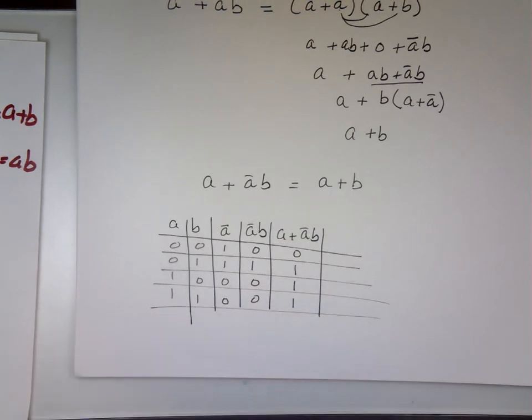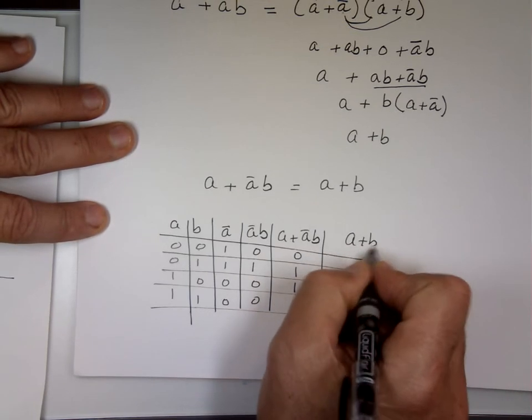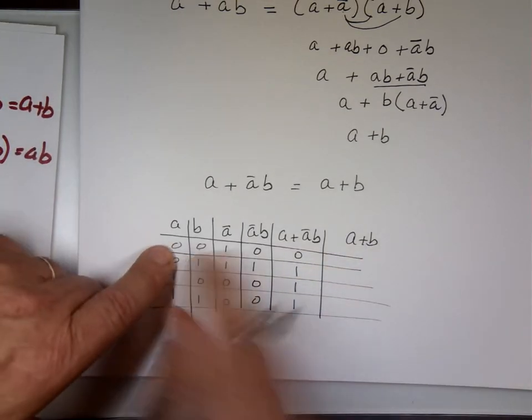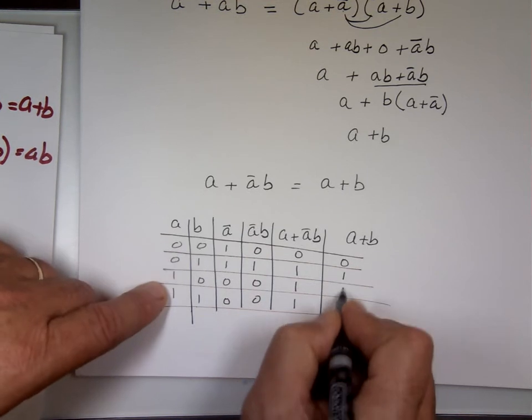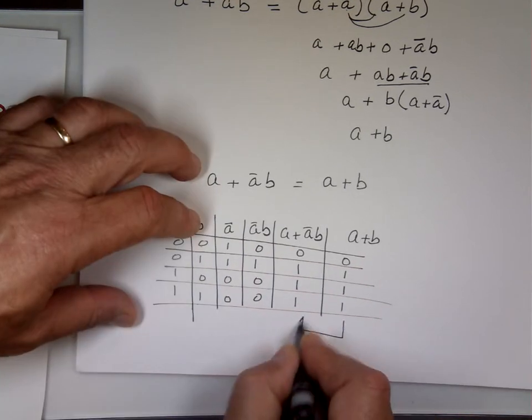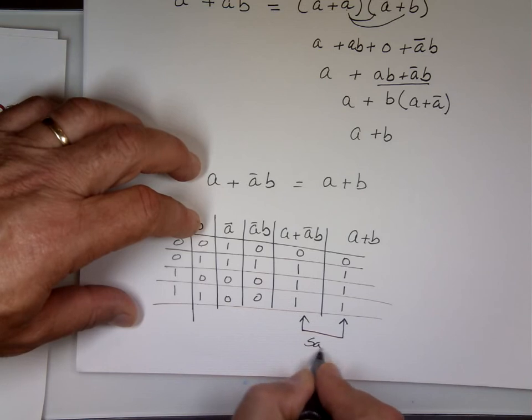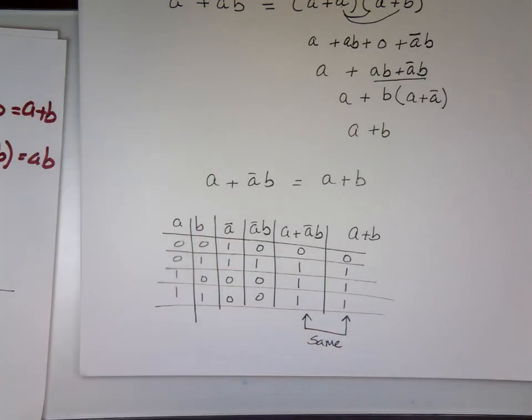And now let's do A plus B. This is A and B. 0, 1, 1, 1. Look at these two. Are they the same? They are the same. A plus A bar B is the same as A plus B. I just said I use them all the time. I'm not done with this section, but we can do a few problems on homework here. Let me stop.